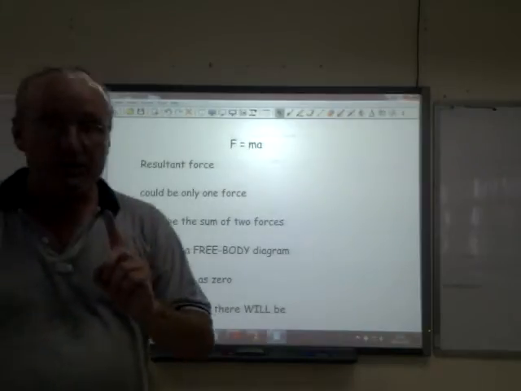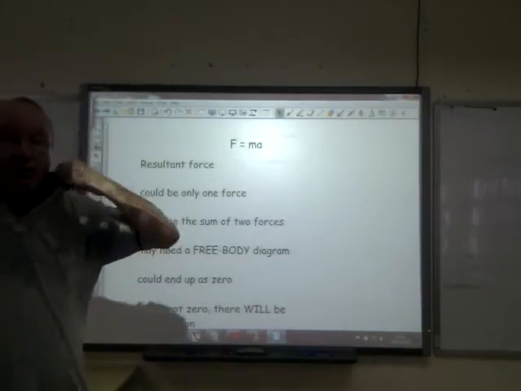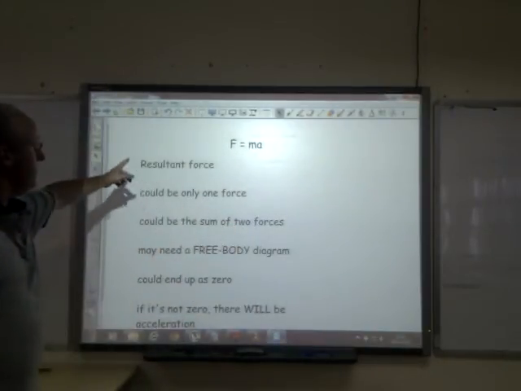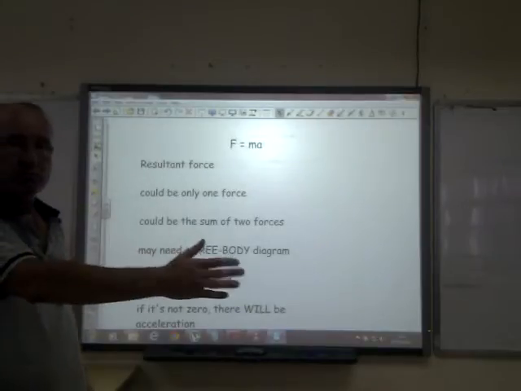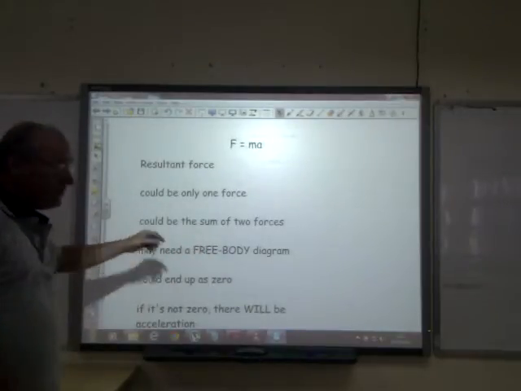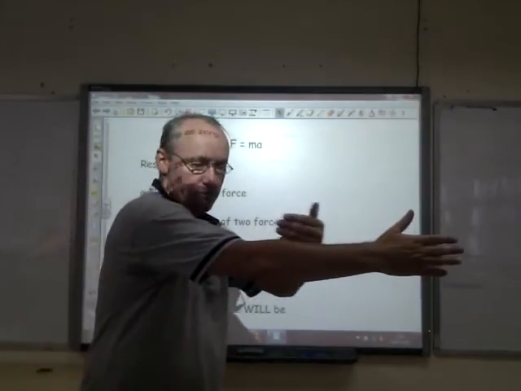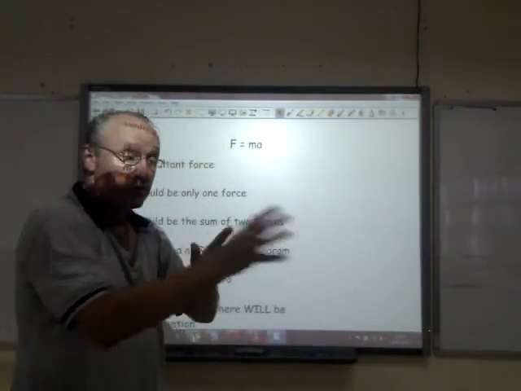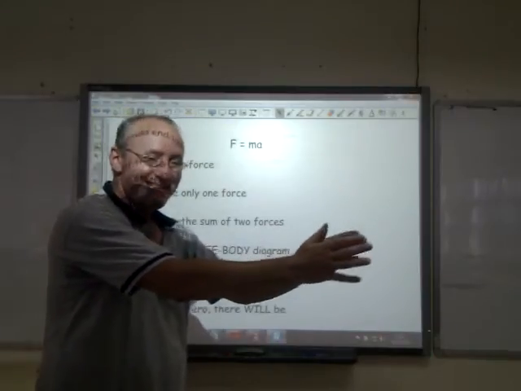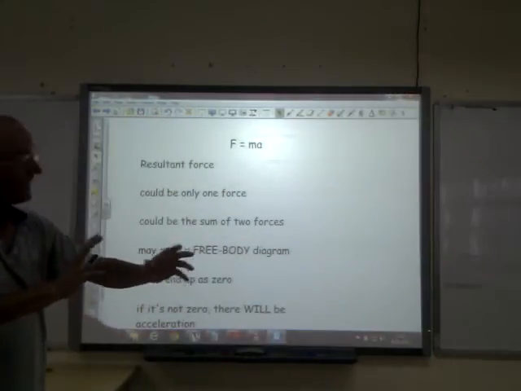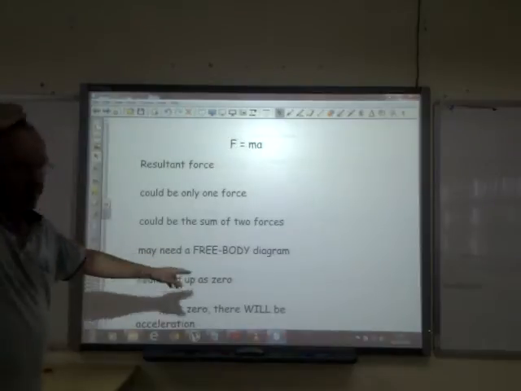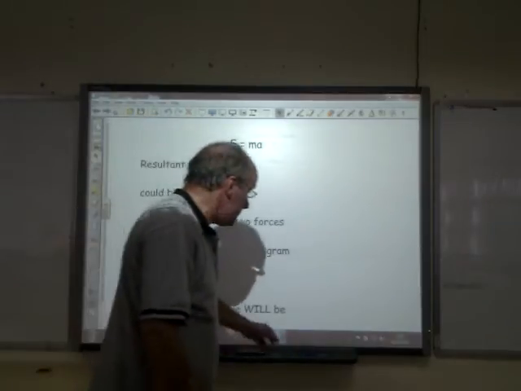The F in it is the resultant force. So it might be there's only one force, no problem. It could be that there are two forces acting against each other, 8 newtons, 3 newtons. The resultant, 5 newtons that way. Easy, but you could need to add forces. You may have to draw a free body diagram.